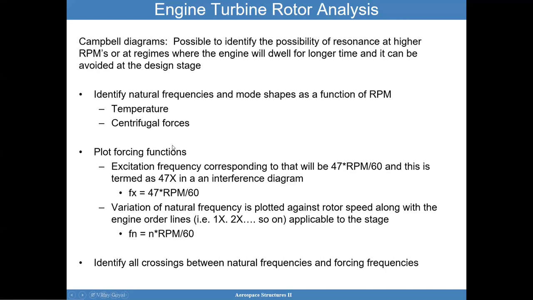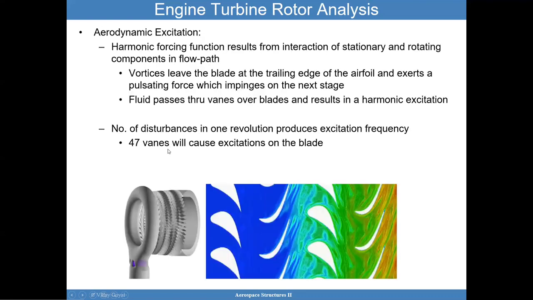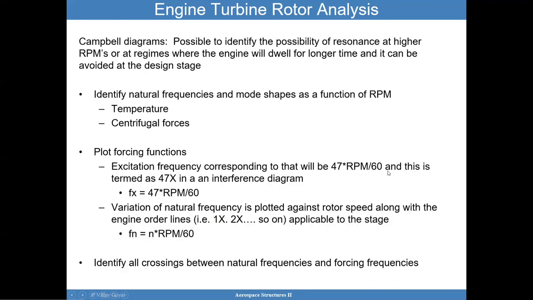So you can plot the natural frequencies as a function of RPM first, then plot the forcing functions. How do you do that? The excitation frequencies correspond, say, to 47 times RPM divided by 60. That value will be on the y-axis. On the x-axis, you have RPM. So if I have 47 vanes, that's what you will do. And this is termed 47x in the interference diagram.